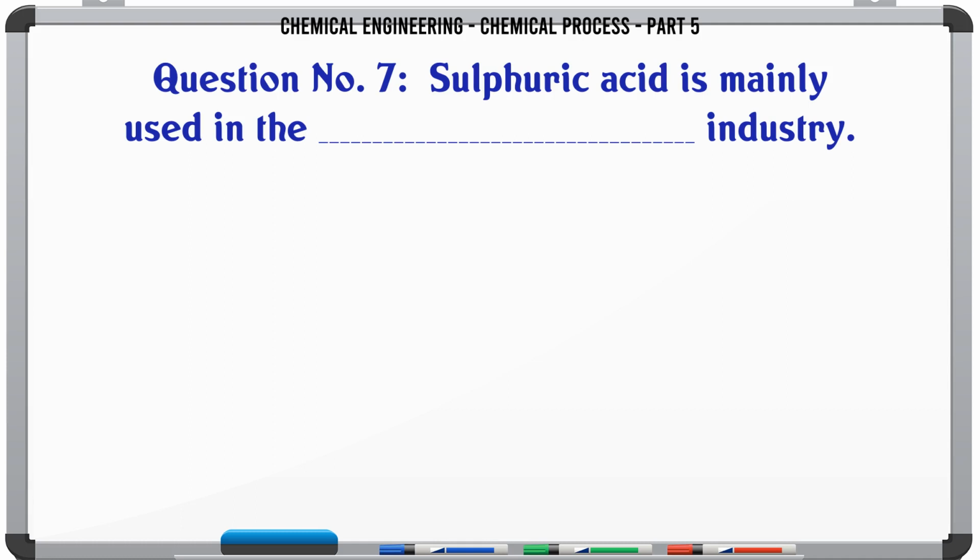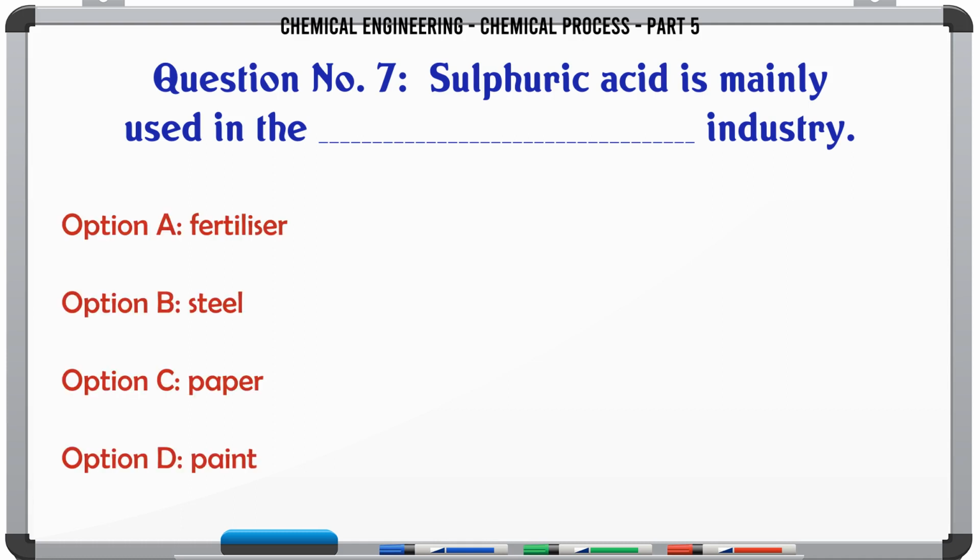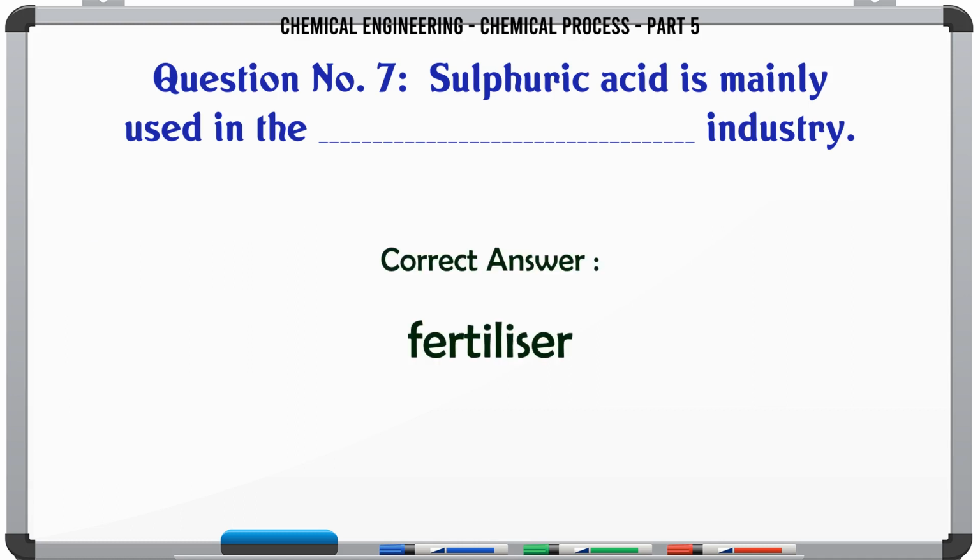Sulphuric acid is mainly used in the industry. A. Fertilizer, B. Steel, C. Paper, D. Paint. The correct answer is fertilizer.